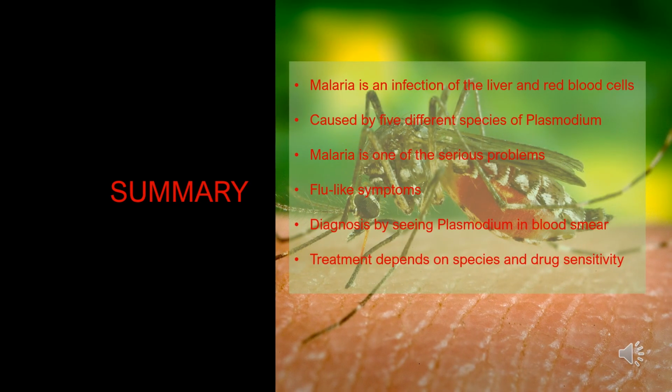Malaria is an infection that damages the liver and red blood cells. It is caused by 5 different species. Malaria is a very serious problem that most people don't really seem to understand. The most common symptoms are flu-like symptoms such as fever, cough, chills, and sweats.